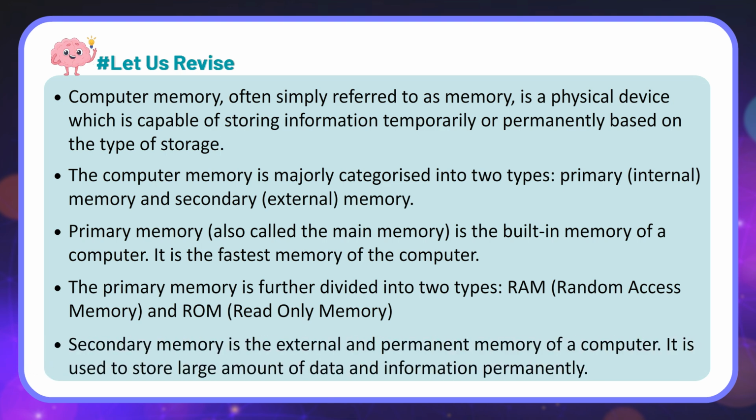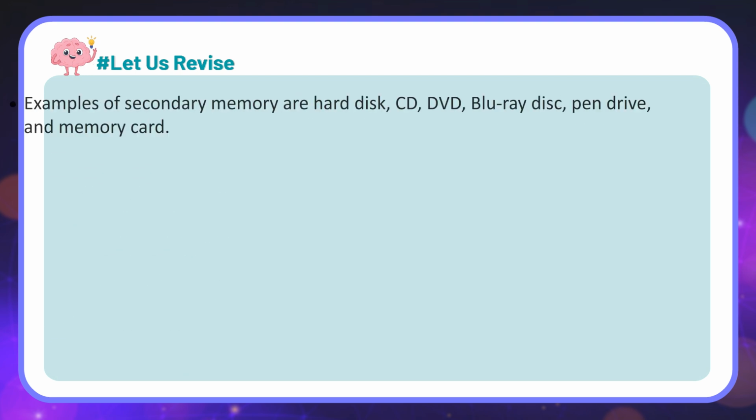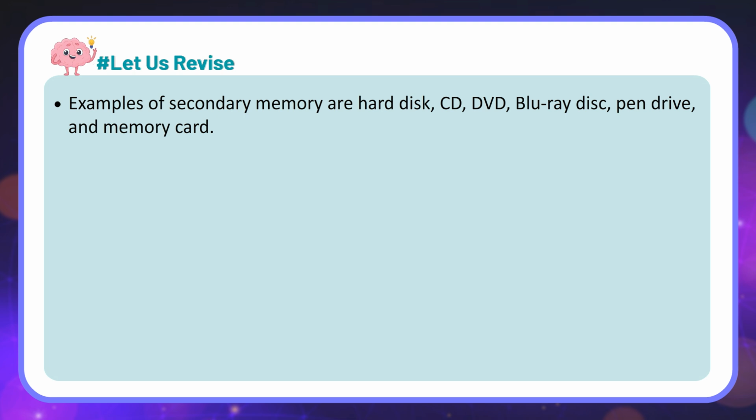Secondary memory is the external and permanent memory of a computer. It is used to store a large amount of data and information permanently. Examples of secondary memory are hard disk, CD, DVD, Blu-ray disc, pen drive, and memory card.